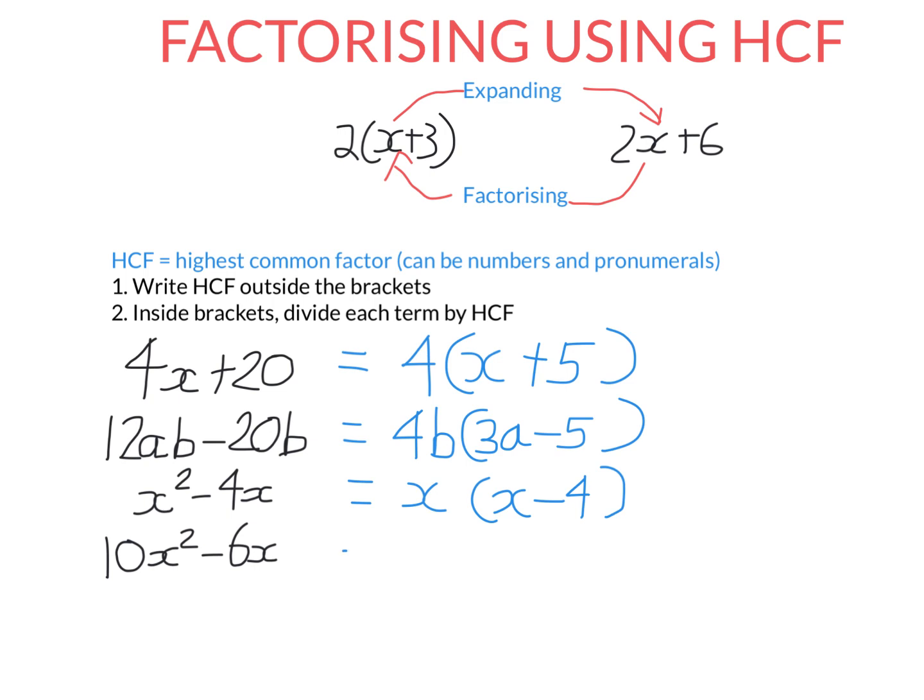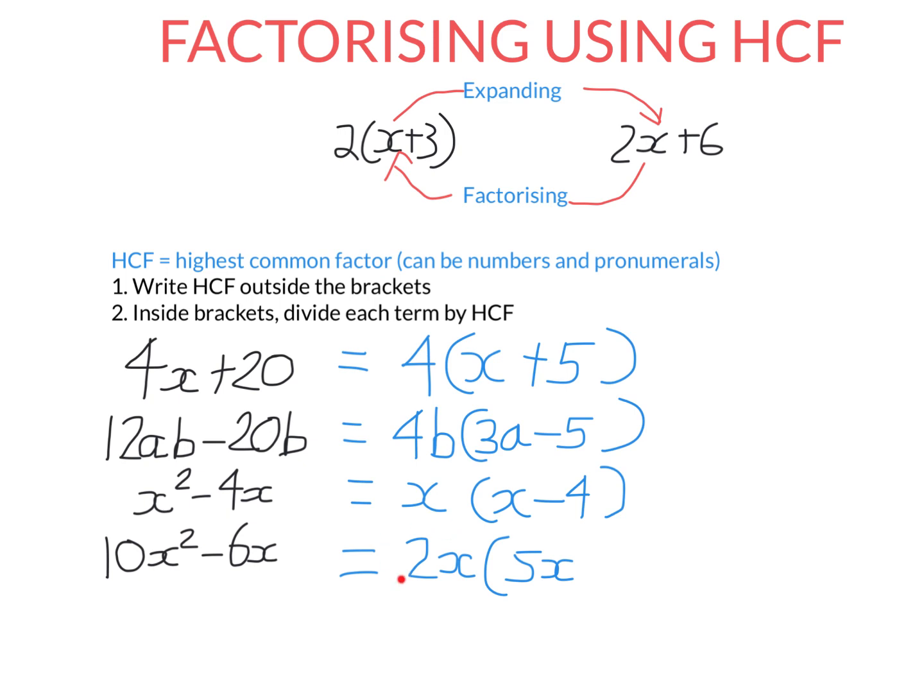All right, let's look at the last one. So 10x squared and 6x, what's their highest common factor? The highest number that goes into 6 and 10 is 2. But both of these also have an x in common, so I need to put that out the front as well. So what do I times by 2x to get 10x squared? I need to times by 5 to get to 10, and I need to times by x, so it's an x squared. 2x times 5x is 10x squared.